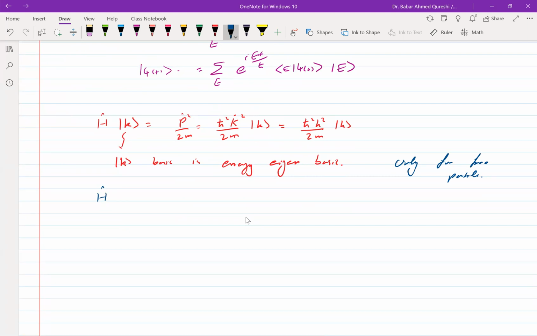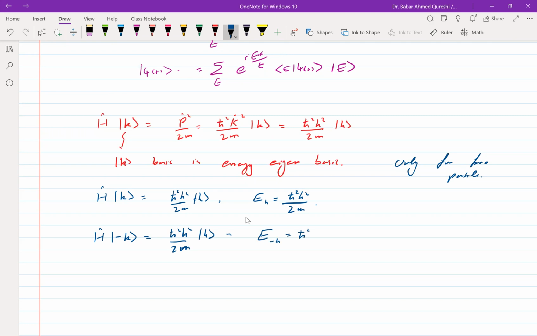And there's just a little interesting thing to note that this state has this energy. Let's call it E_k, define it like this. Then this state with the opposite sign of k, because k's take values from minus to plus infinity, also has the same energy. E of minus k is equal to E of k.